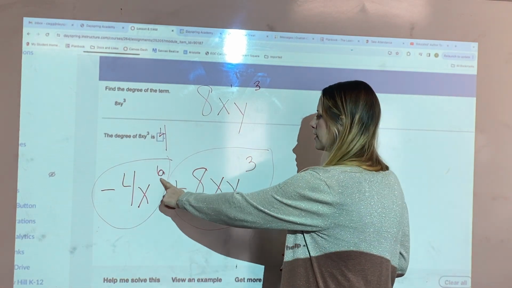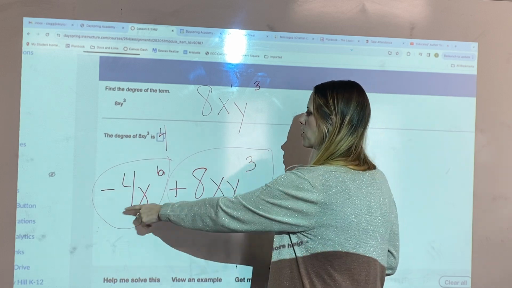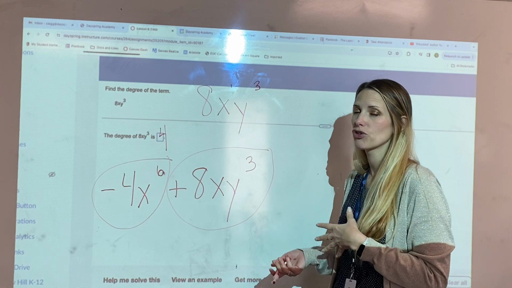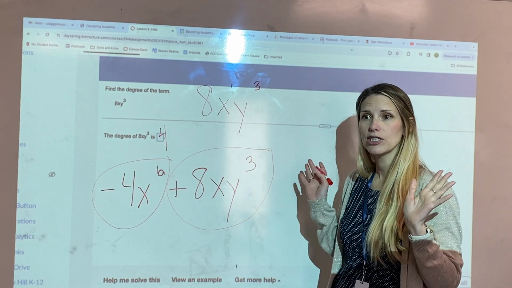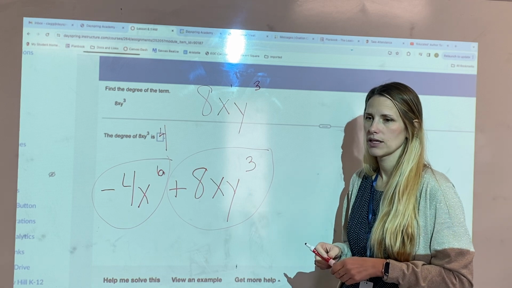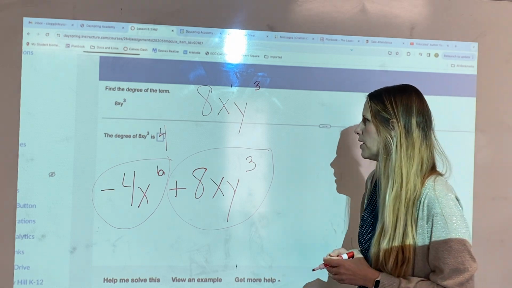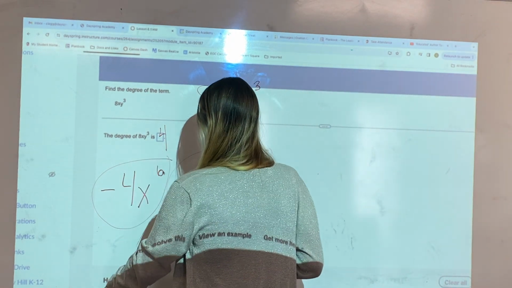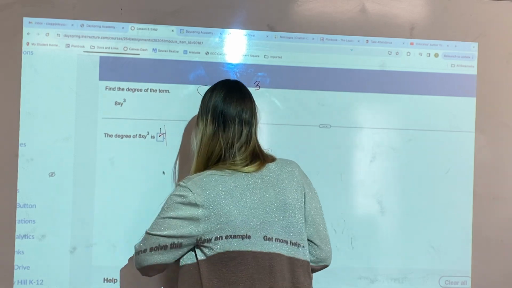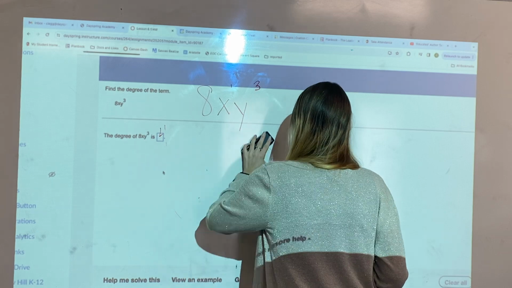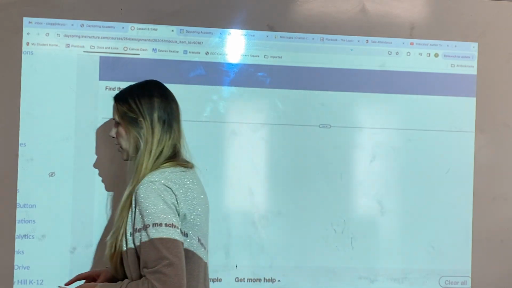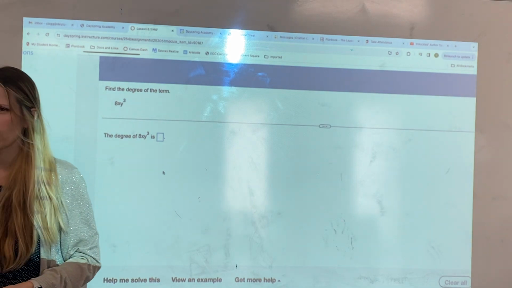This one is 6, this one is 4, so this entire polynomial would be degree 6. So all we need to do is take the highest sum of exponents, the term with the highest sum. So the question that we got, the degree is 4, but if it were to have more terms in the polynomial, you would just find the highest sum. Very good, Angela.